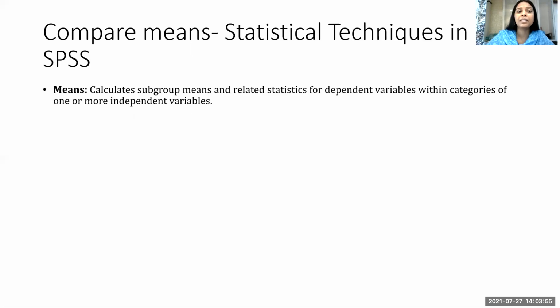Now in compare means itself, we have various statistical techniques in the SPSS software. There are 6 statistical techniques which we can use for comparing the means between two groups or two variables. The first one is Means. As we know, it calculates the subgroup means and the related statistics for dependent variables within categories of one or more independent variables. So it helps us to calculate the mean value.